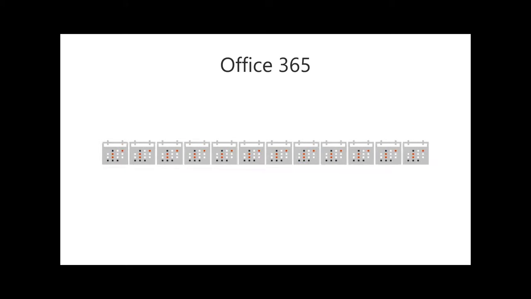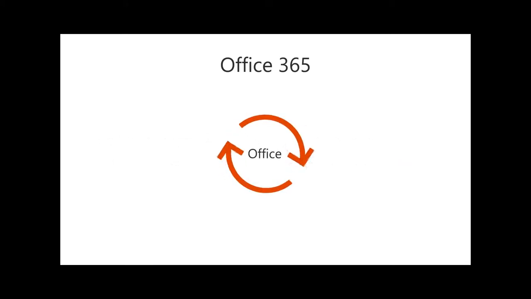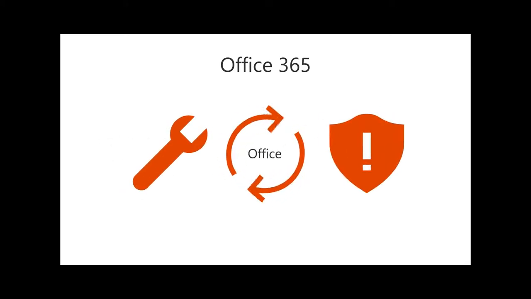What's the difference between Office 365, Office 2019, and Office Online? Office 365 is a subscription plan. For a low monthly or yearly cost, you get the latest version of Office that's always up to date with the newest features and security.